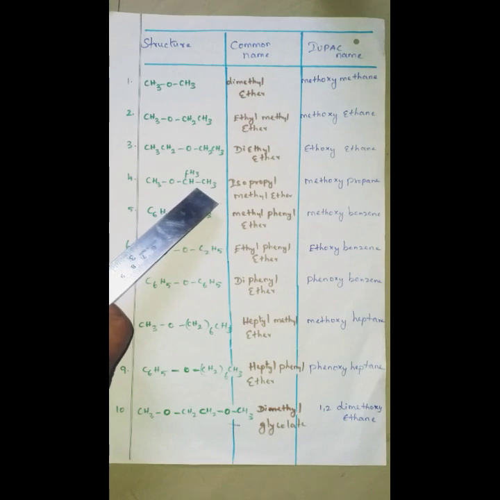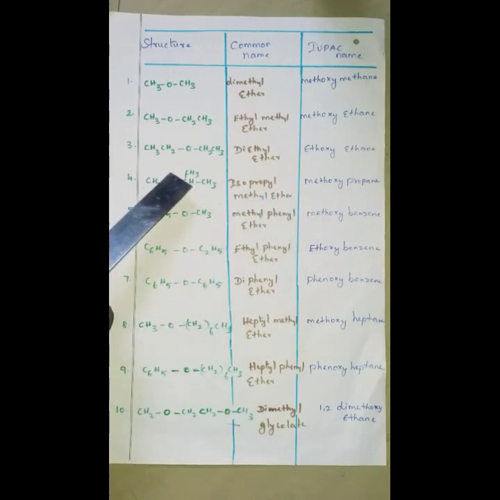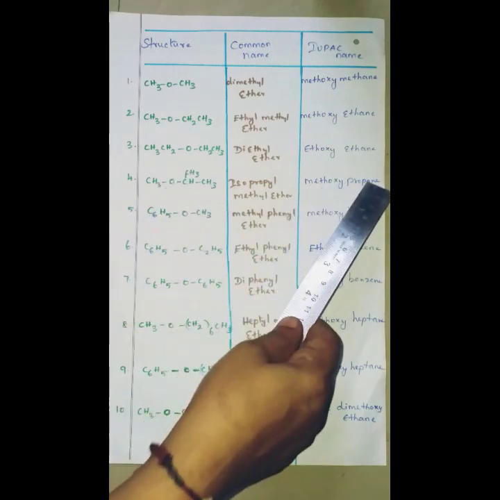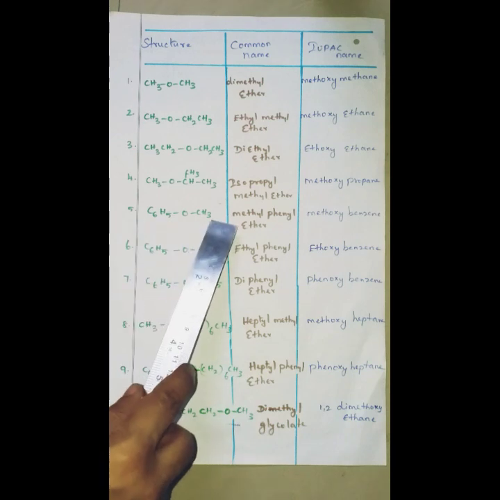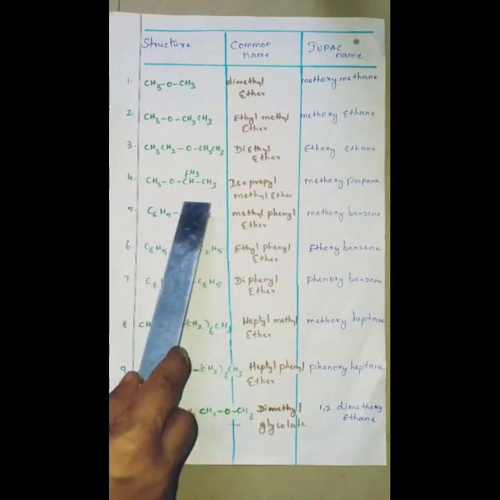So the actual name is 2-methoxypropane, because only the second carbon has this methoxy group. First carbon, second carbon, third carbon. So, 2-methoxypropane. Next, this is a methoxy group. When compared to phenyl, the methyl group is the less alkyl group, so it comes as a methoxy.